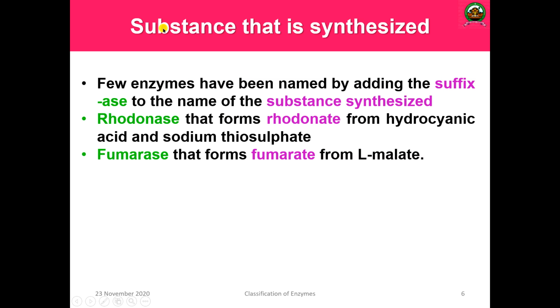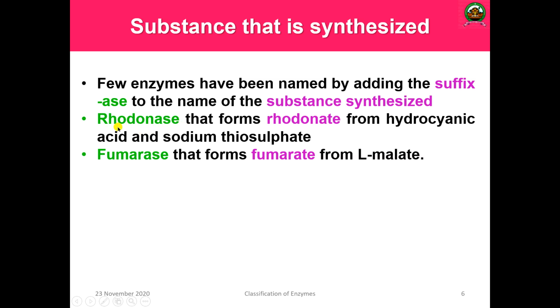This is the third classification criteria. The next one is the substance that is synthesized. After the reaction, what is the end product that has been synthesized? A few enzymes have been named by adding the suffix -ase to the name of the substrate produced or synthesized as a result of the enzymatic reaction.